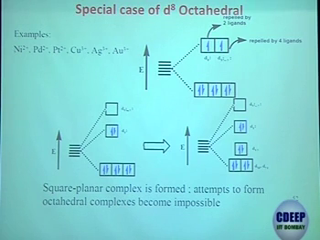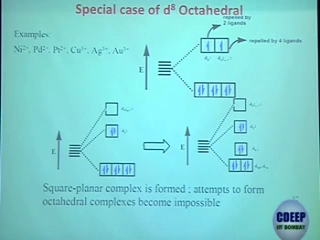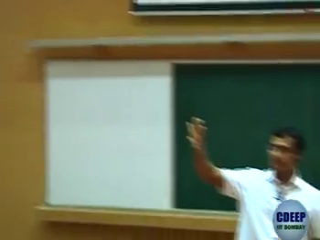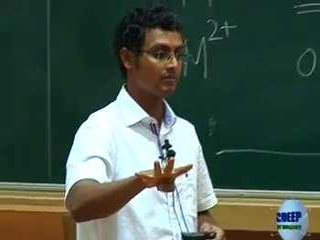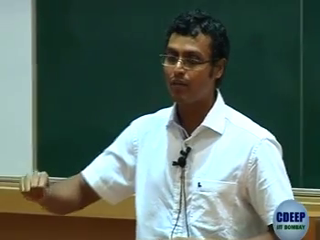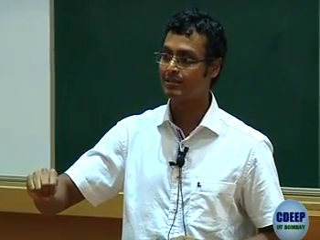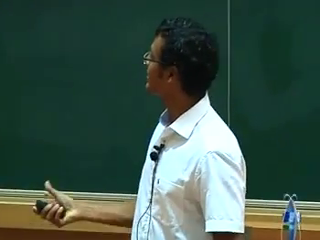This is the scenario where a square planar complex forms. D8 octahedral, if it is possible, will always go to the square planar situation. That is also true for d8 with four ligands: they are not tetrahedral, a d8 configuration with four ligands is going to be square planar. This is where you see iron, cobalt, nickel. Nickel 2+ d8 is square planar.